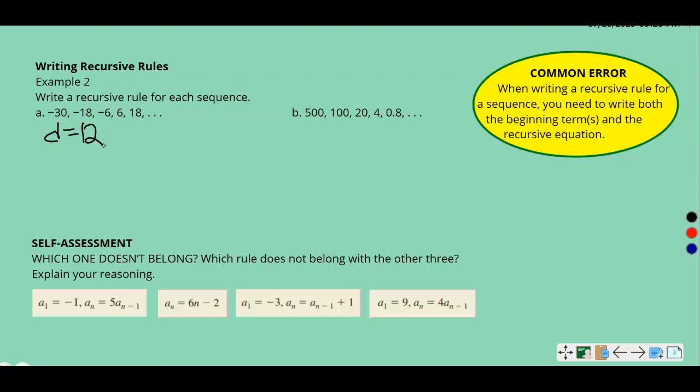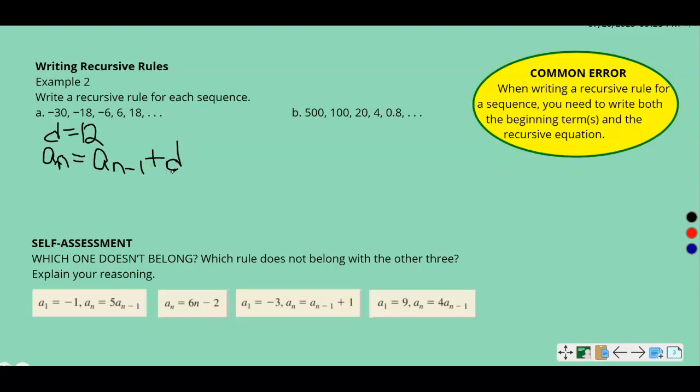All right, so then I need to remember what the sequence tells me to do. So it says a sub n equals our previous term plus our common difference.